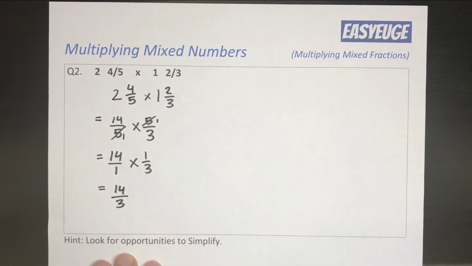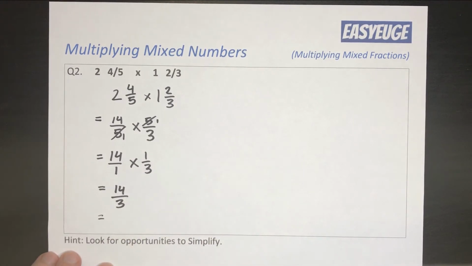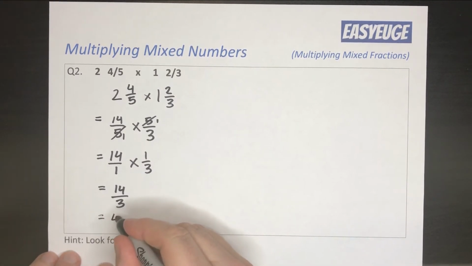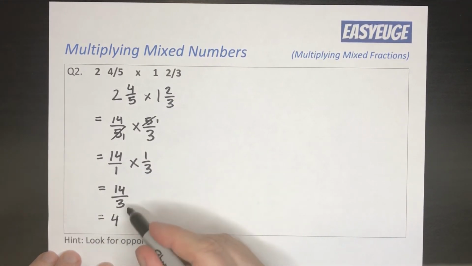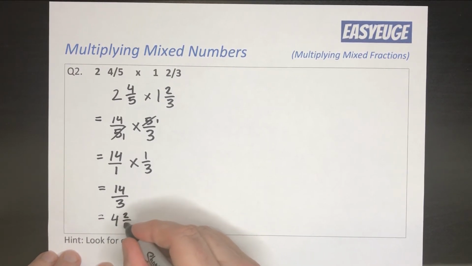What we need to do now is to convert this into a mixed number. So how many times will 3 go into 14? It will go in 4 full times. That'll bring us up to 12, and another 2. So that's 4 2/3.